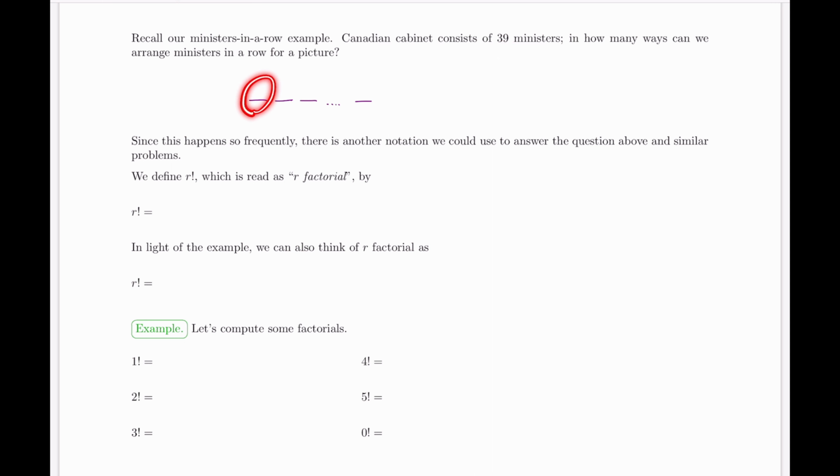So for the first spot, there are 39 possible people to choose from, 39 different options. For the next spot, because people are distinct and we already picked one, there's 38 people available to be chosen, and so on, all the way down to 1. Because we are picking them all in order successively, we actually are employing a multiplication principle and have to multiply all of these numbers together.